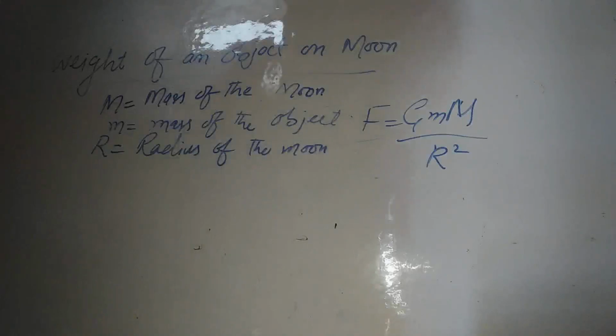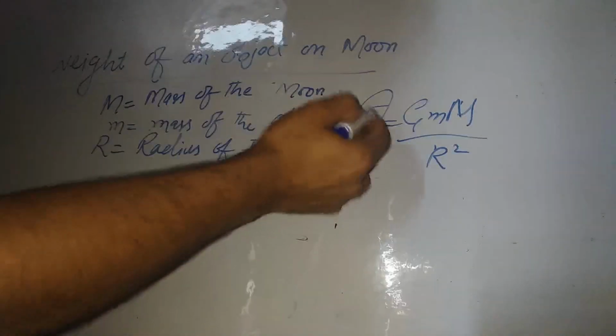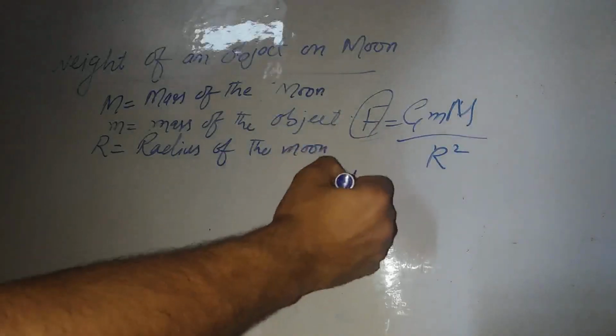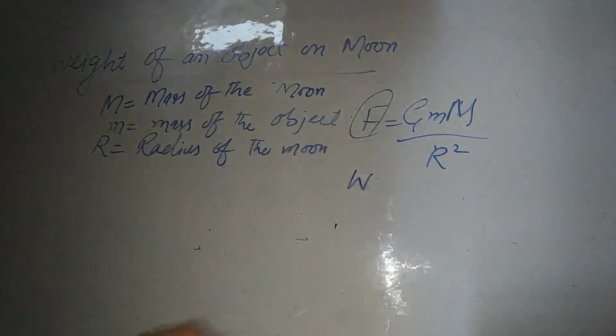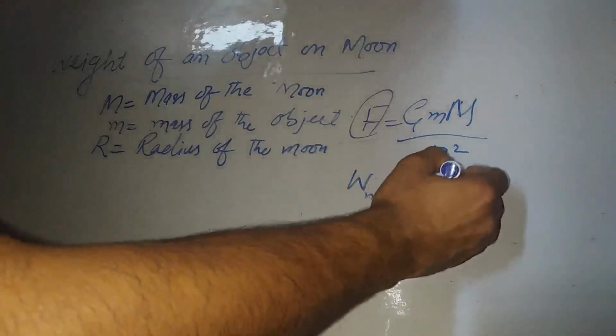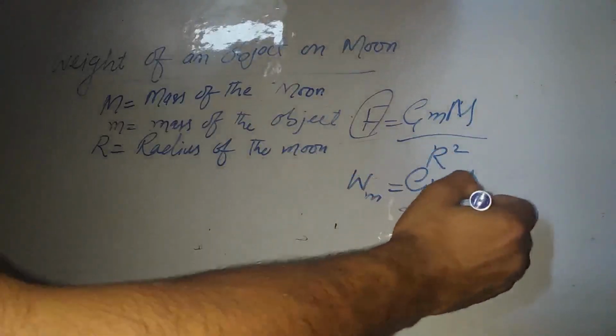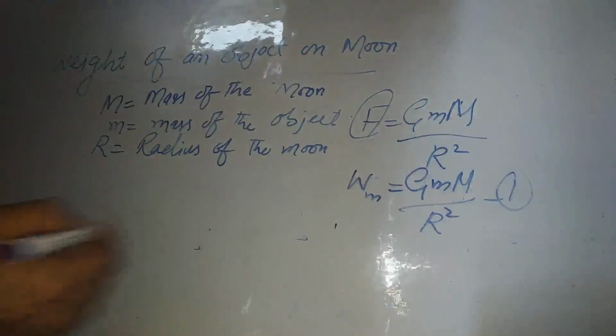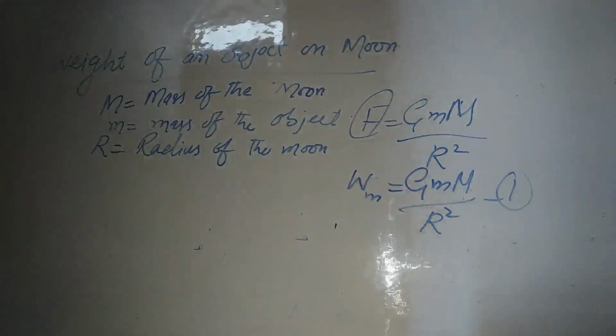So this is force. So this force is gravity, this weight. ठीक है ना, तो हम इस फोर्स को जो है वेट से रिप्लेस करते हैं. So weight on the moon, I call it subscript Wm. Wm is equal to G M m divided by r square. Let me call this equation first.